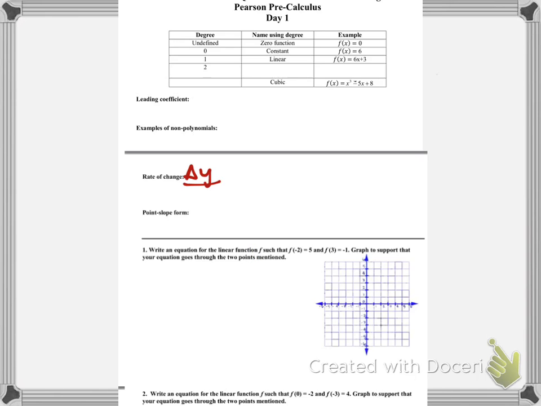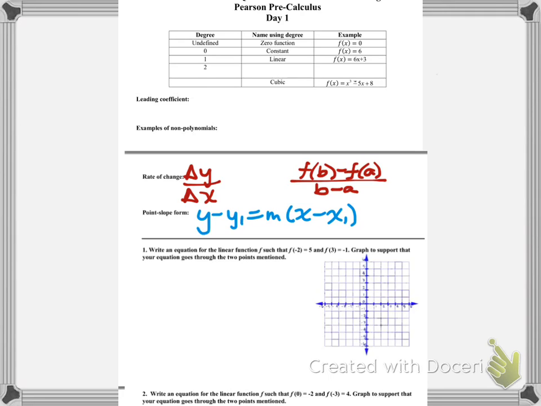Change in y over the change in x. All that triangle means is delta, it's change. Our equation was f of b minus f of a, all divided by b minus a. Point-slope form should also be familiar. Let's try the marker feature. That is y minus y1 equals your slope times x minus x1.